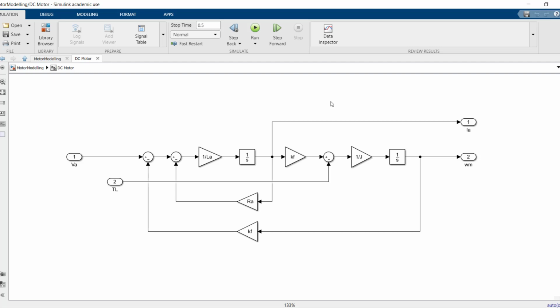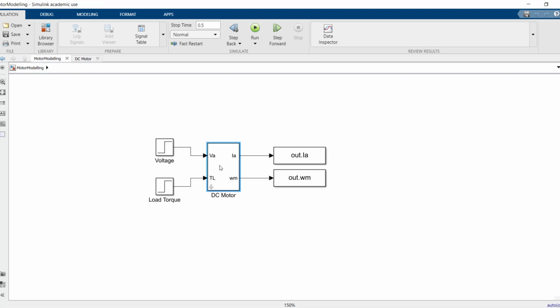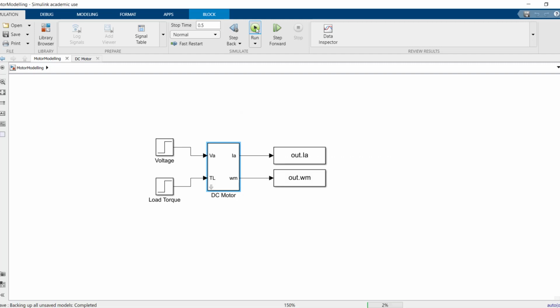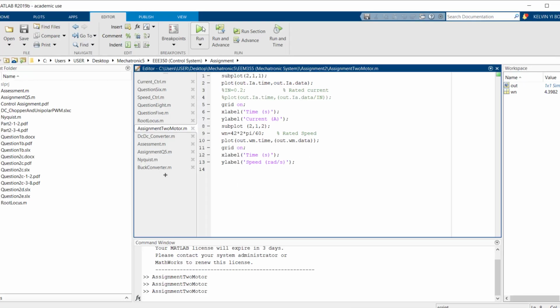Next, simulation was done on the DC motor using MATLAB. The DC motors were modeled in a Simulink environment by getting the parameters of the motor such as the armature resistance, the winding inductance, the flux constant, and the moment of inertia seen by the motor shaft. The armature current and angular speed in radians per second were plotted.